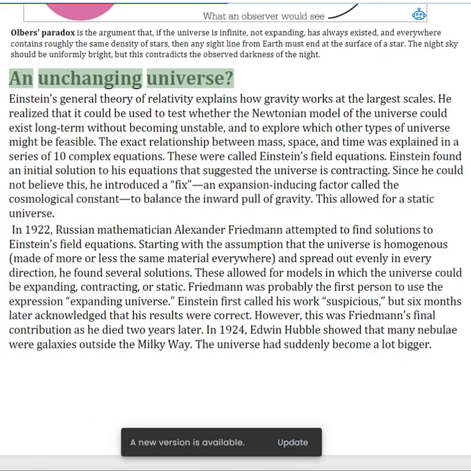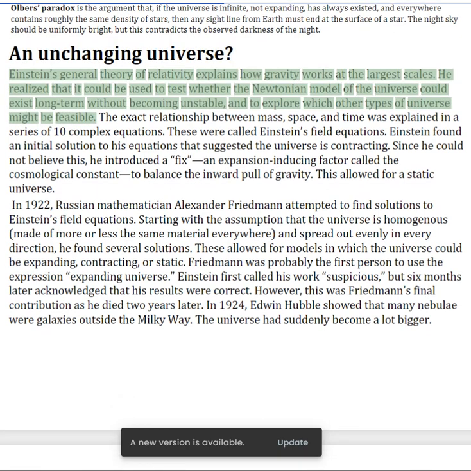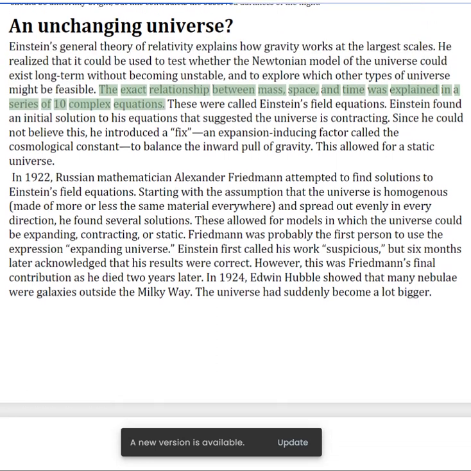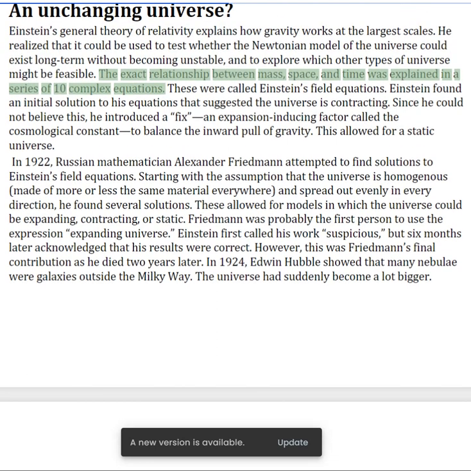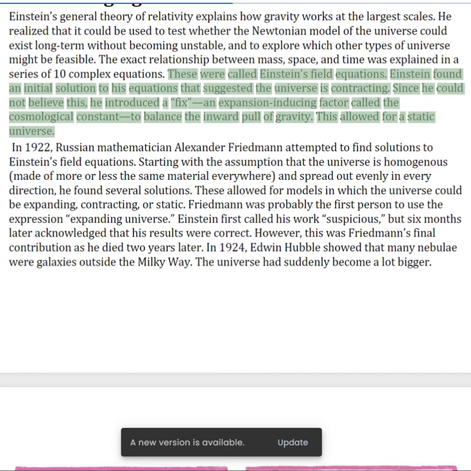An unchanging universe. Einstein's general theory of relativity explains how gravity works at the largest scales. He realized that it could be used to test whether the Newtonian model of the universe could exist long-term without becoming unstable, and to explore which other types of universe might be feasible. The exact relationship between mass, space, and time was explained in a series of 10 complex equations. These were called Einstein's field equations.